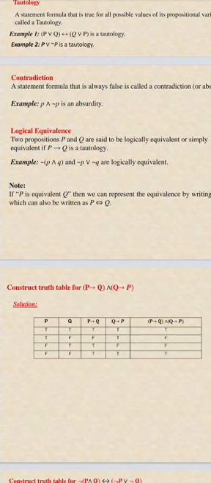Example: not (P and Q) as one statement, and not P or not Q as the other. These two statements are logically equivalent. The final truth value of the two statements is true, which is called a tautology, so the two statements are logically equivalent. We note P is equivalent to Q. It can be written as P if and only if Q, using these symbols.